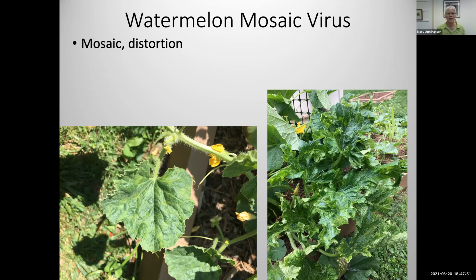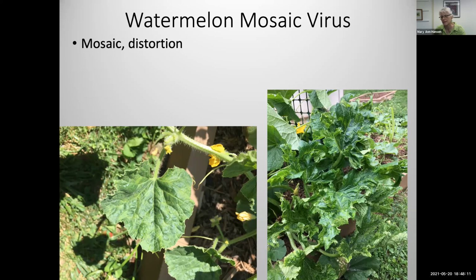And a lot of these viruses can attack all the different cucurbit plants, but there are more cucumbers that have been bred for resistance to some of these virus diseases than some of the other cucurbit plants. So I think what's going on there, this was somebody sent this in for diagnosis, is that they planted a resistant cucumber, but they got the disease in their zucchini.